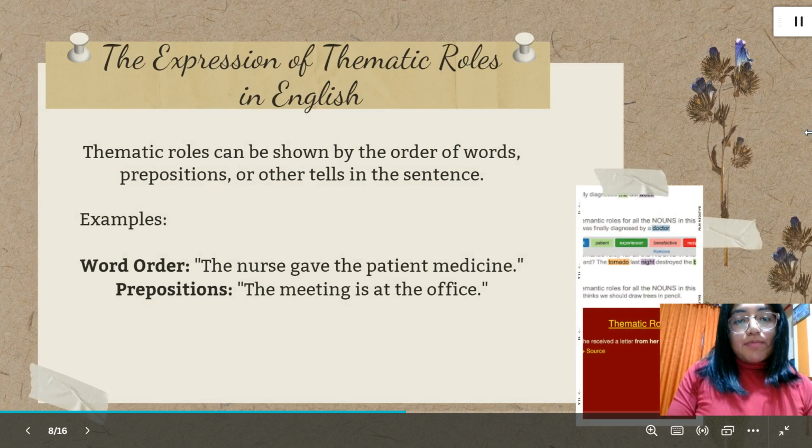So the first one is the expression of thematic roles. In English, we can express thematic roles by looking at word order and prepositions. For instance, in the example that we can observe, the nurse gave the patient medicine. The word order tells us who gave what to whom.